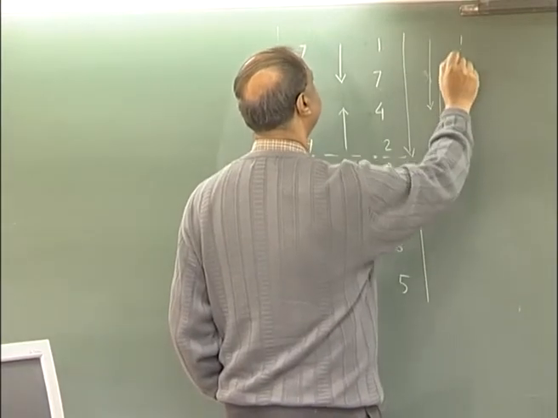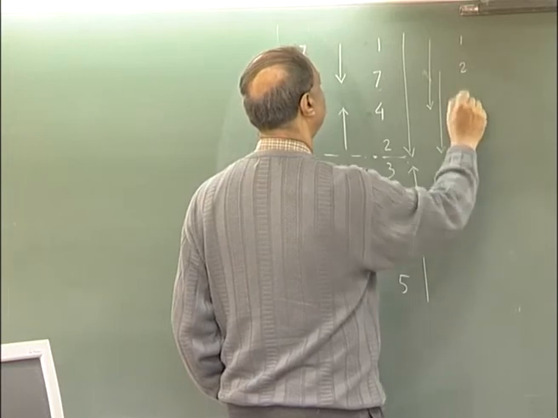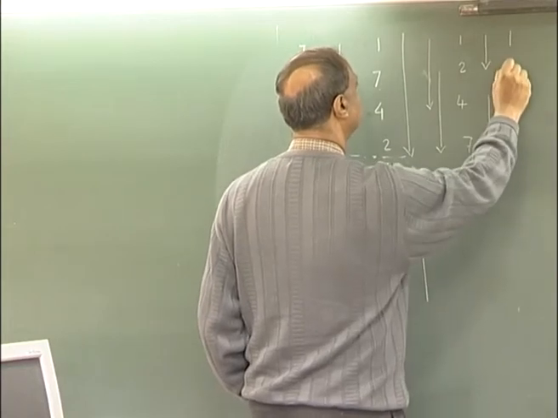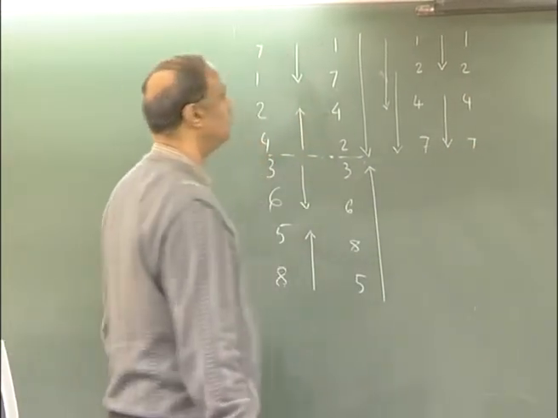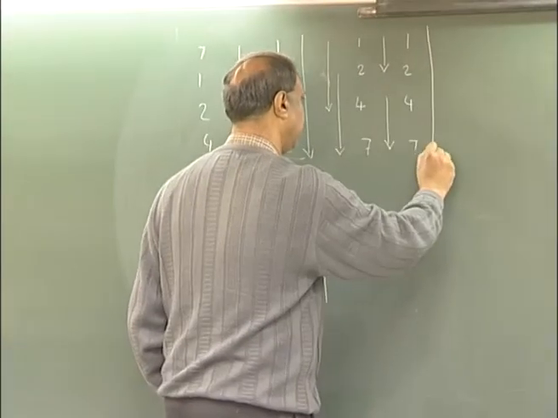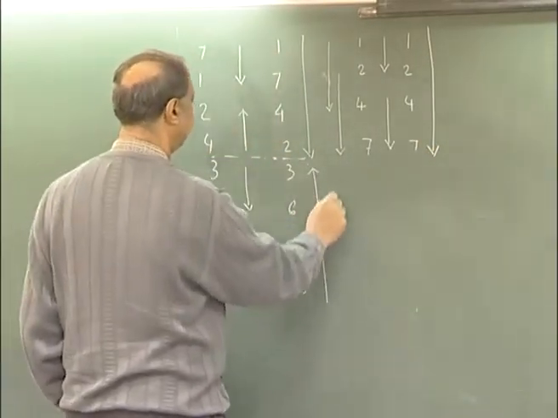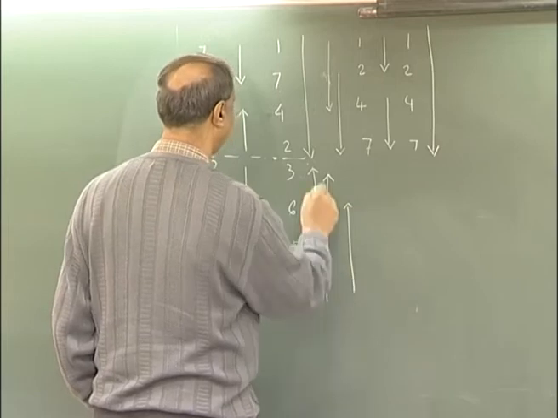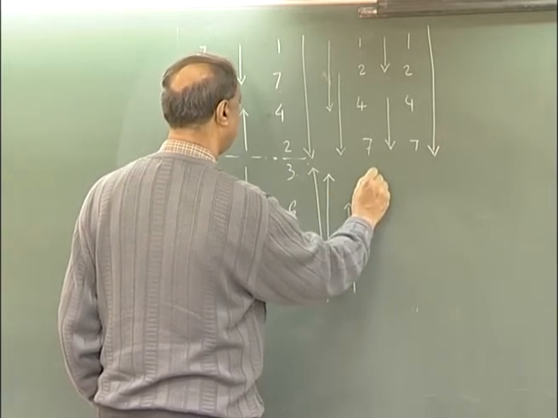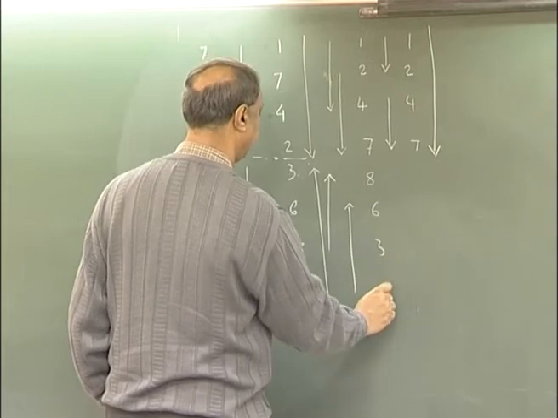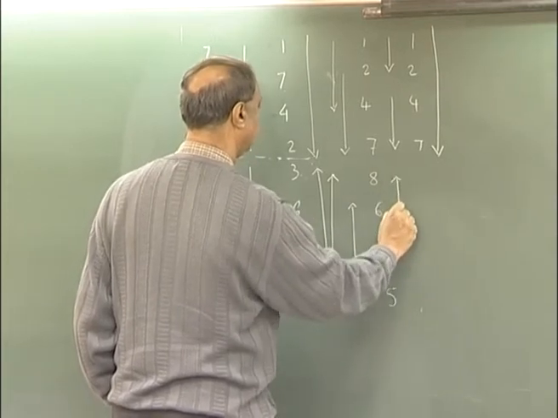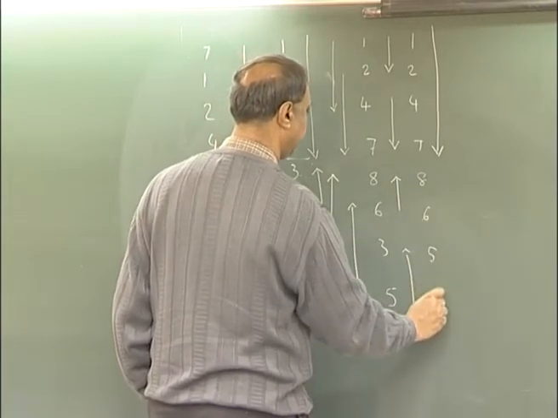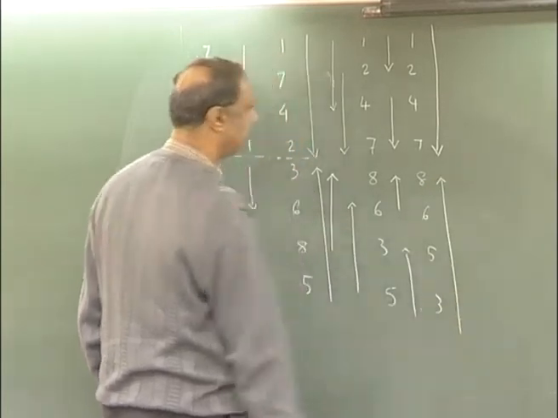So you get here 1, 4, 2, 7. Now this becomes a bitonic sequence. This becomes a bitonic sequence. So you get a sorted sequence here. Similarly is the case here. So you compare these two, you get 8, you get 3, you get 6, you get 5, and then you compare these two. You get 8, 6, 5, 3. So this is becoming another bitonic sequence.